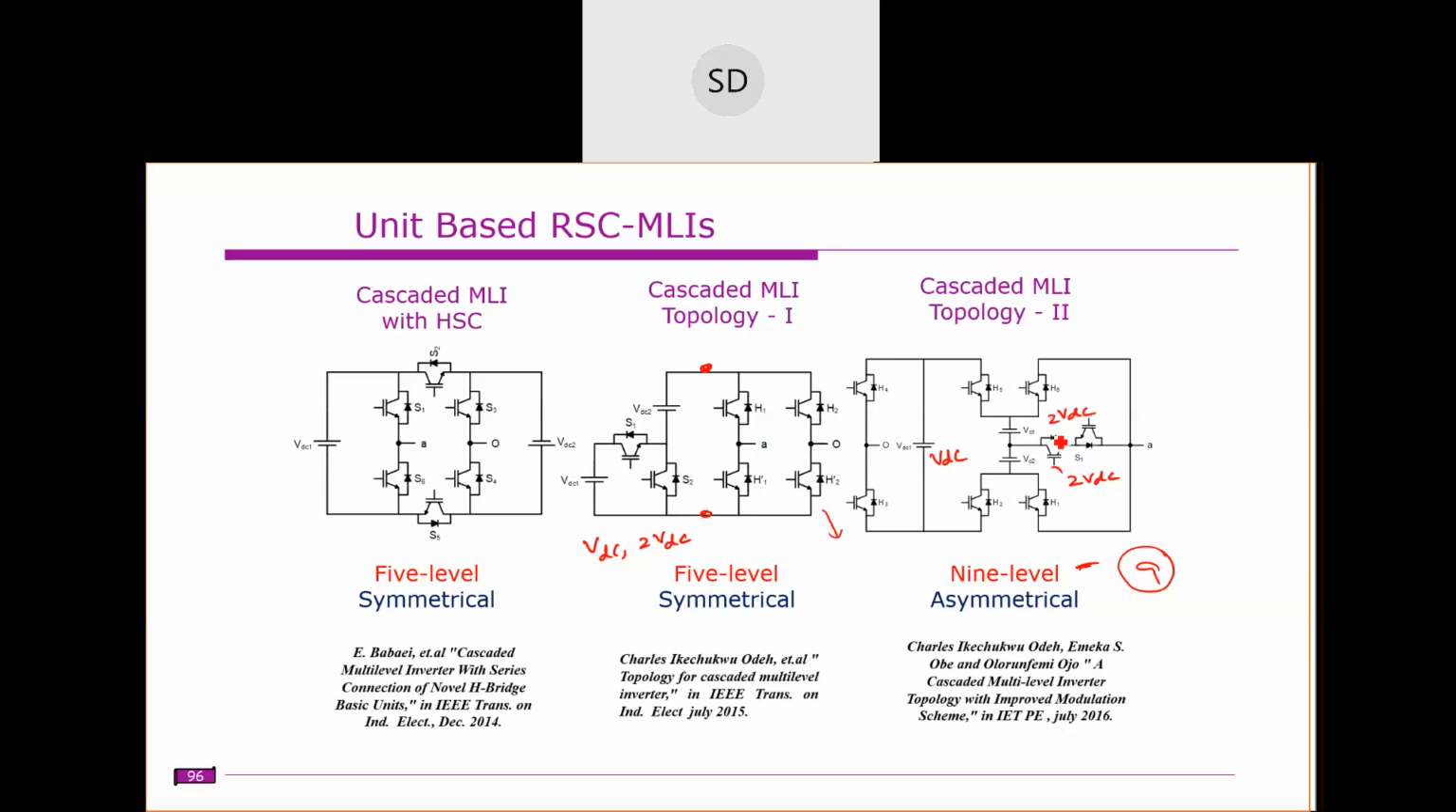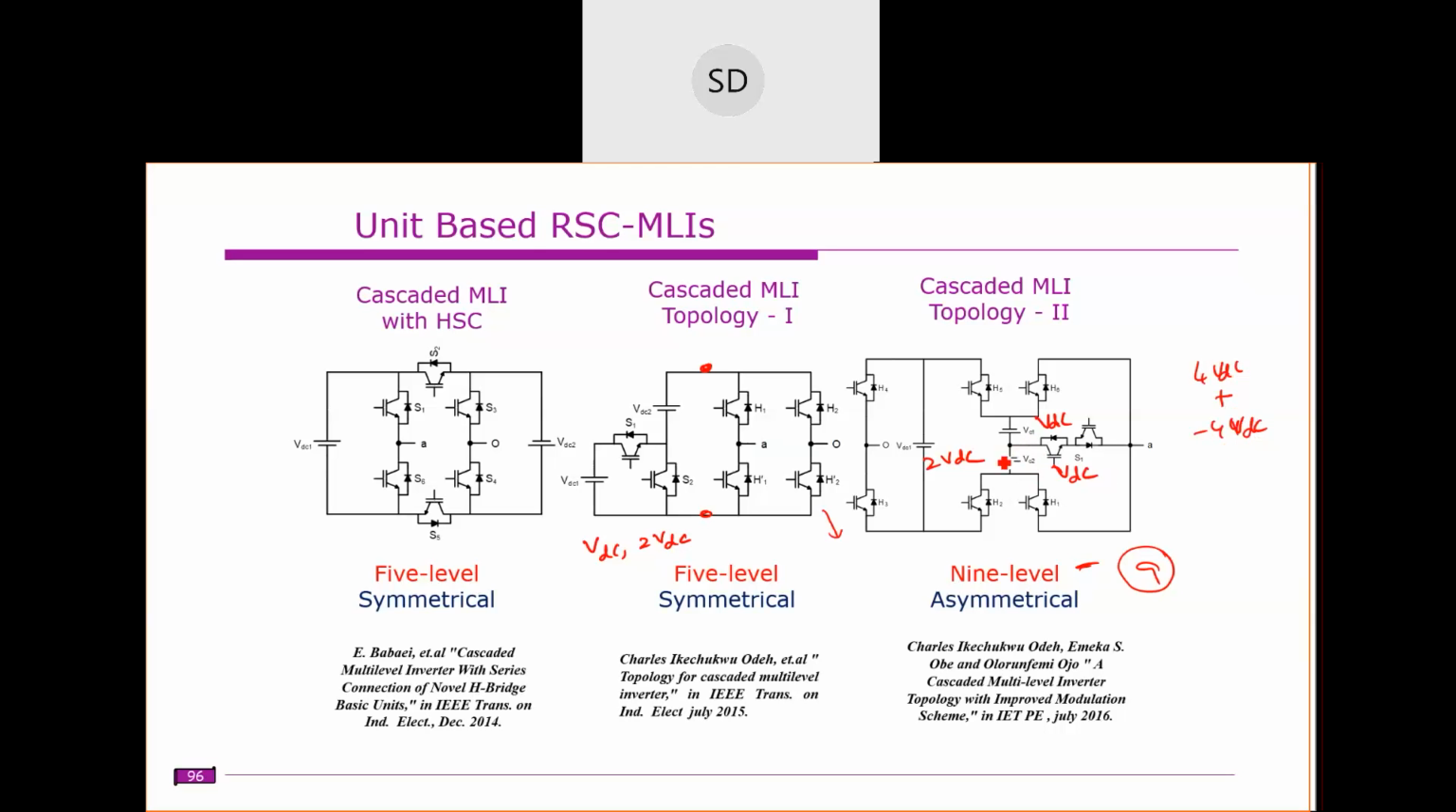So this voltage is VDC, and this one is 2 VDC, and 2 VDC. So the voltages are: this is 2 VDC, and this is VDC, and this one is VDC, right? Therefore you can get 9 levels in the output voltage, ranging from 4 VDC to minus 4 VDC.